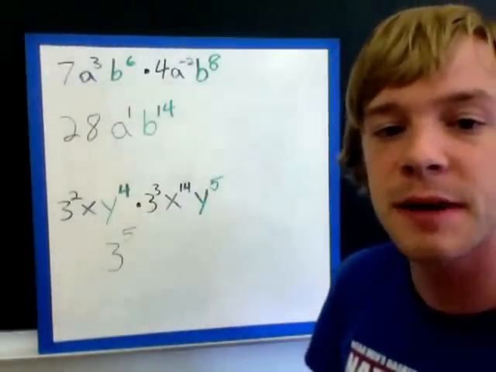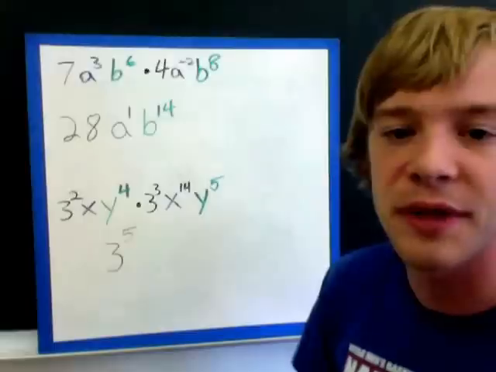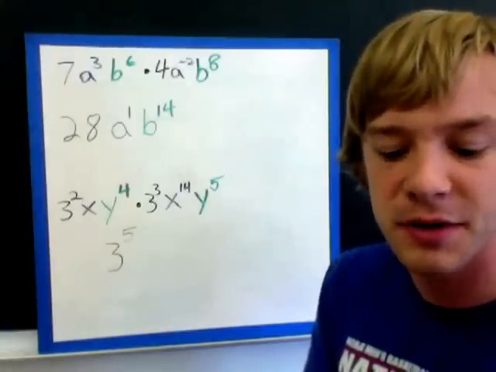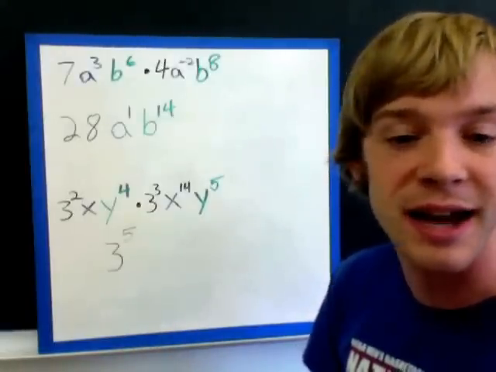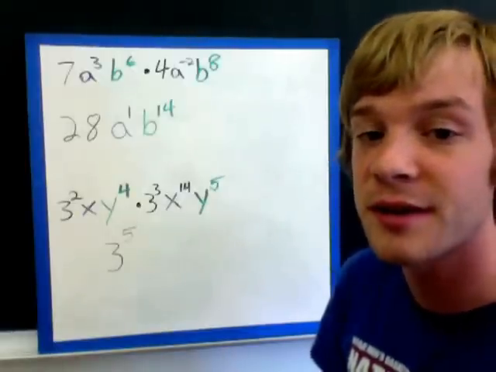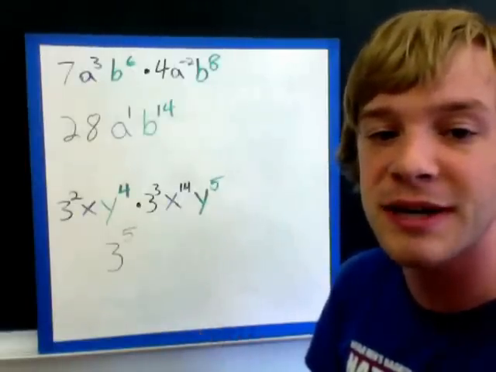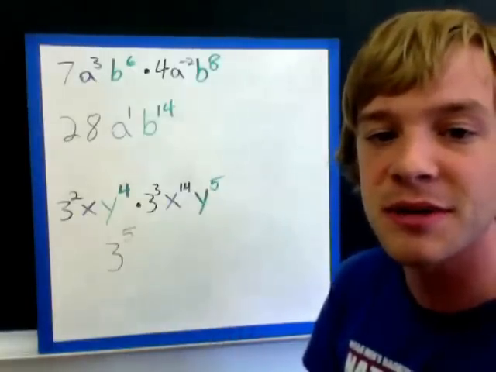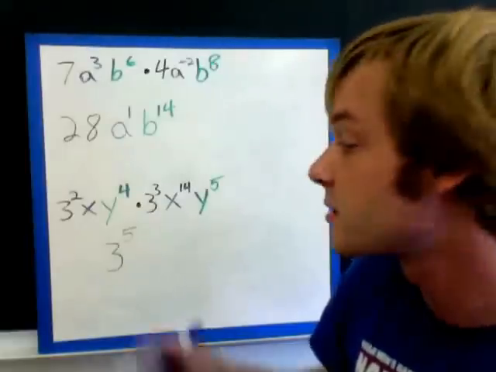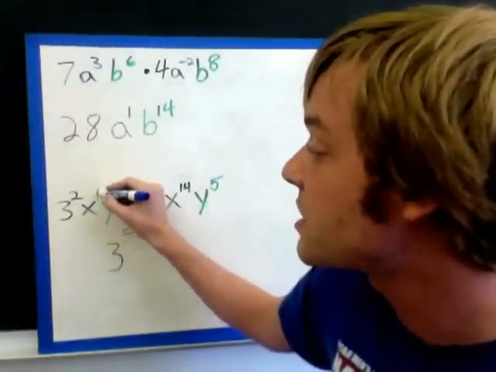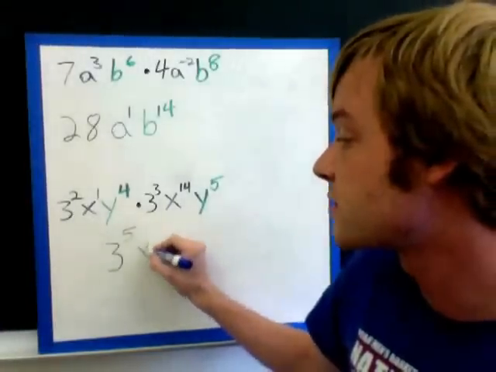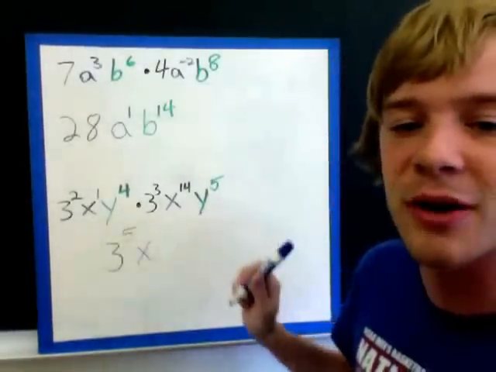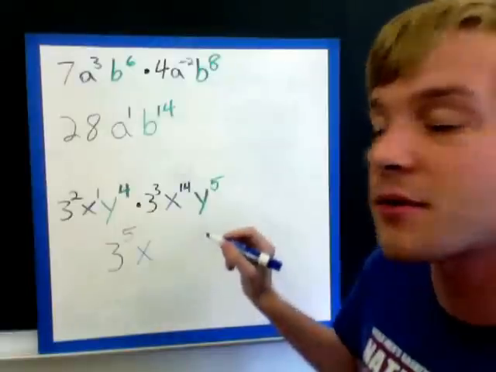I know my next base is x because that's what comes next in both of my terms here. So I have x and x to the 14. Well, if you remember right, if we just see a variable by itself and no power, that means that it's a power of 1. So I'm going to write my little 1 in here. We know we're going to have a base of x. So now we're going to add our powers and get x to the 15th.